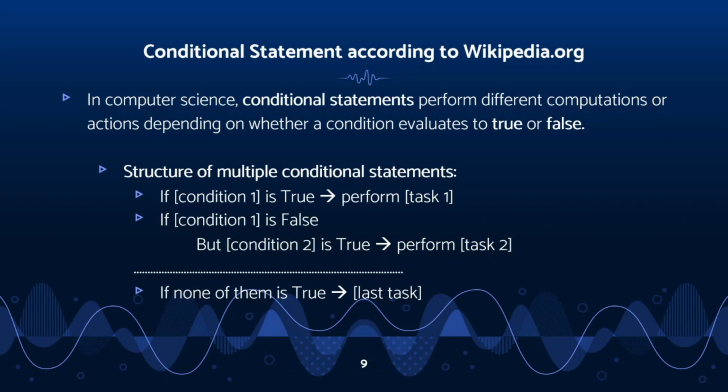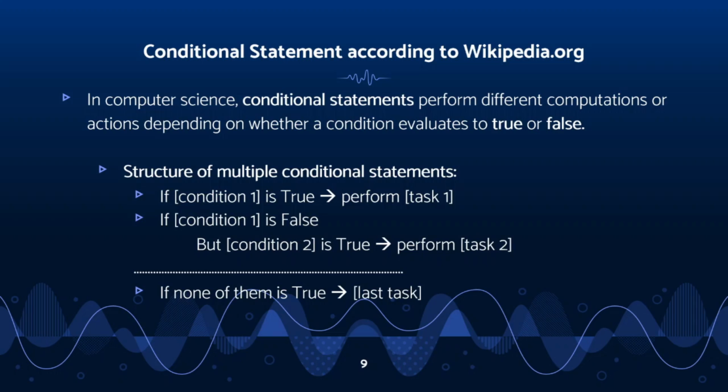The reason why I use these examples is that real-life conditional statements work in the same way in computer science. According to Wikipedia, conditional statements in computer science are expressions that perform different computations or actions depending on whether a condition evaluates to true or false.